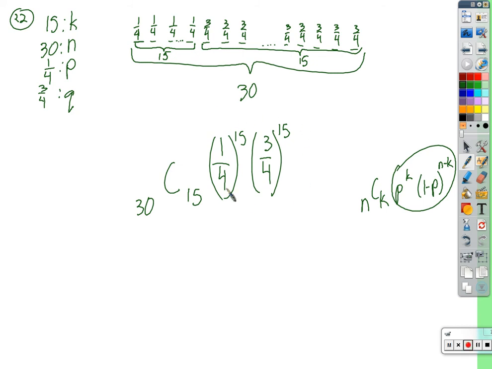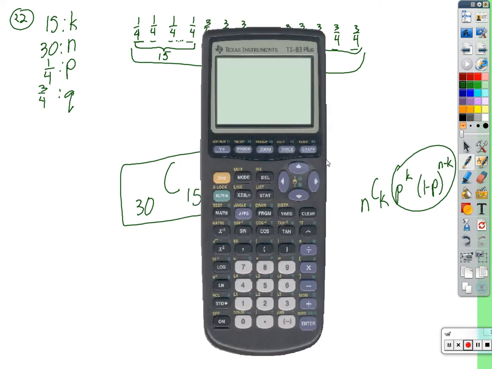15 questions answered correctly, 15 answered incorrectly. We'd add up all those probabilities, but that would take a long time. We could just multiply by the number of ways that we can get 15 out of 30 questions correct, and that would be 30C15. And that's all the pieces of that formula put together. So grab the old calculator.